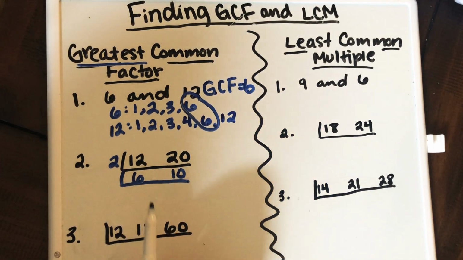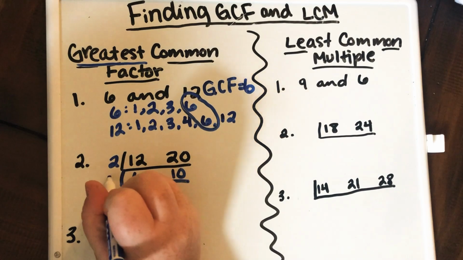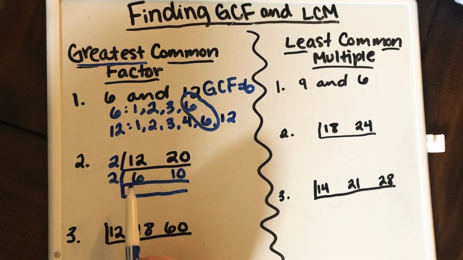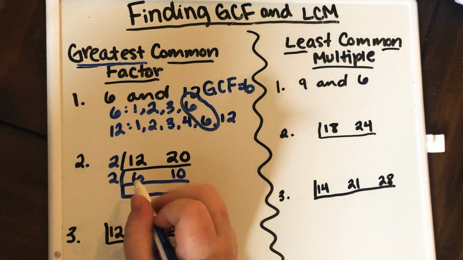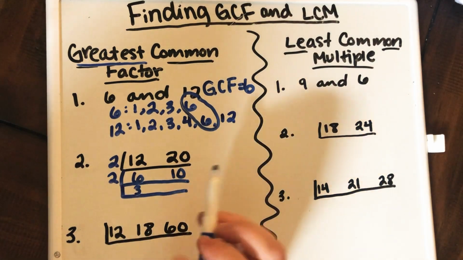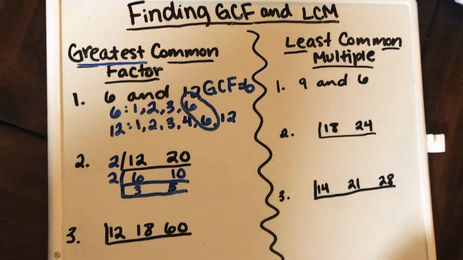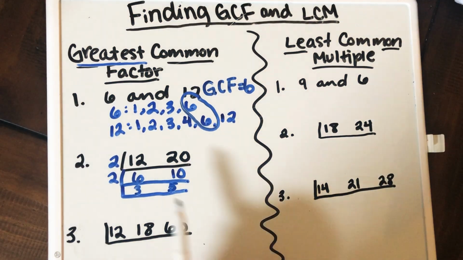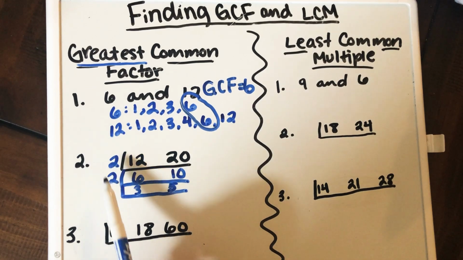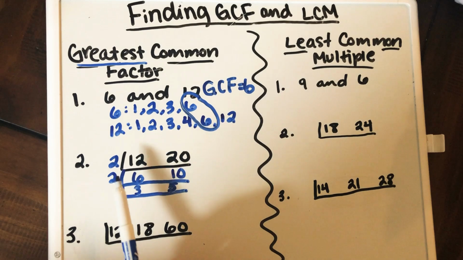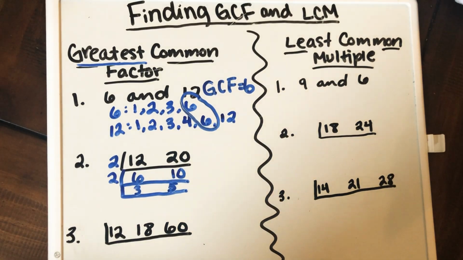So I know, again, both of these are even, so I can do 2 again. I'll bring down my ladder, and then I divide. 6 divided by 2 gives me 3. 10 divided by 2 gives me 5. So based on this, now I know I have all prime numbers. Prime numbers, again, are numbers that only have 2 factors, 1 and itself.